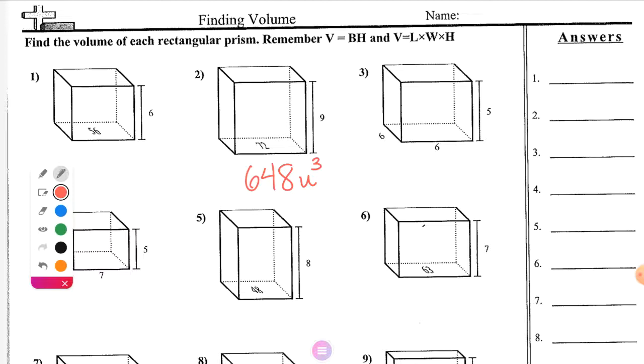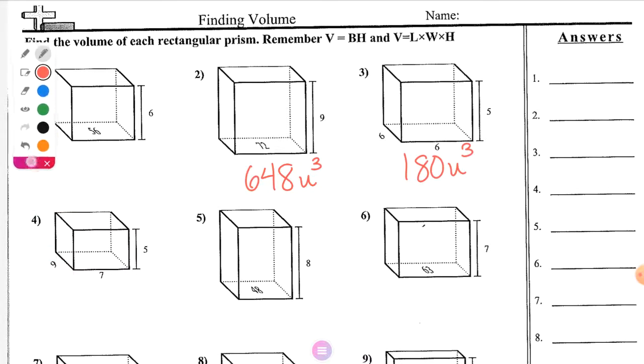On number 3, Emmy, what did I have to multiply on number 3? Okay, why did you have 3 numbers in that one? Yeah, on that one it gave me the length, the width, and the height. So you would have had to multiply all of them, and you should have gotten 180. Same thing on number 4. It gave us the length, the width, and the height. Should have gotten 315 if you multiplied correctly.